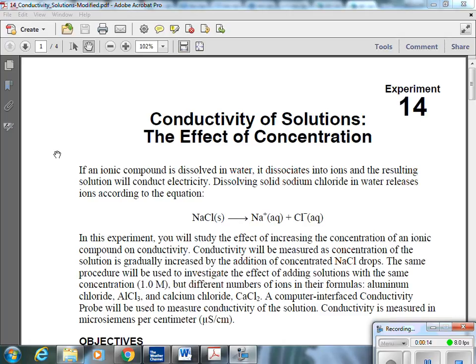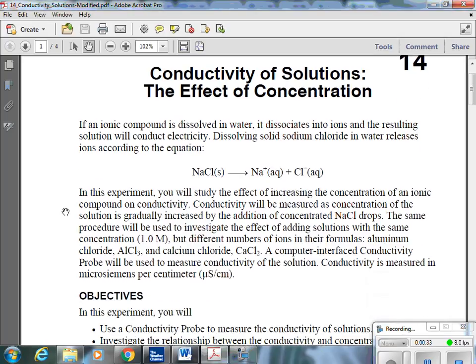It says if an ionic compound is dissolved in water, it dissociates into its ions. You can see this sodium chloride right here, solid. It dissociates into sodium ions and chloride ions. That would conduct electricity because we have the ions.